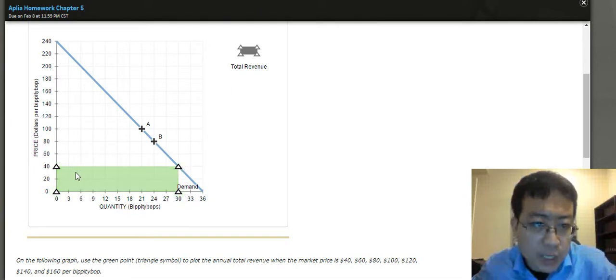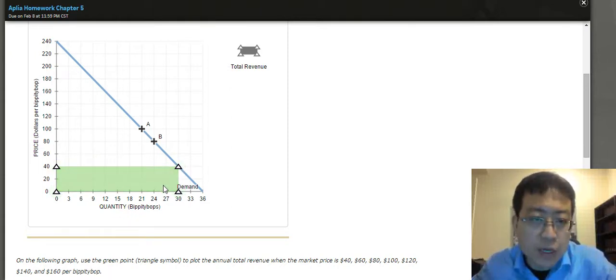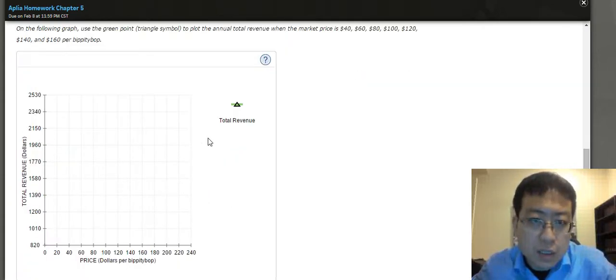So when price is at $40, our quantity demanded is 30, and the area is 1200. So let's go over here. When the price is 40, I'm going to do 1200.